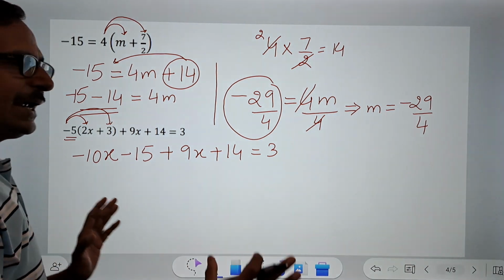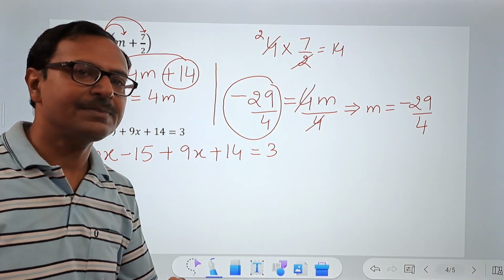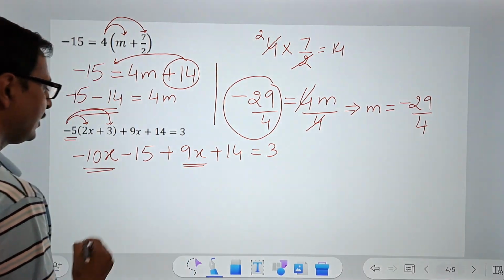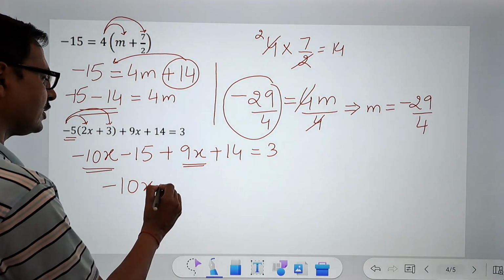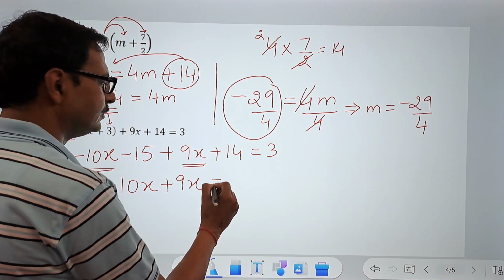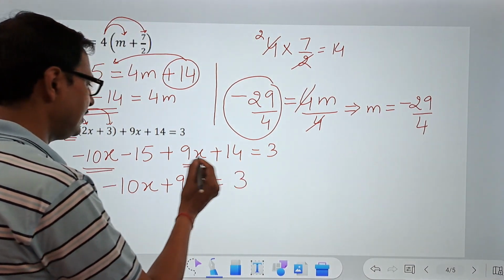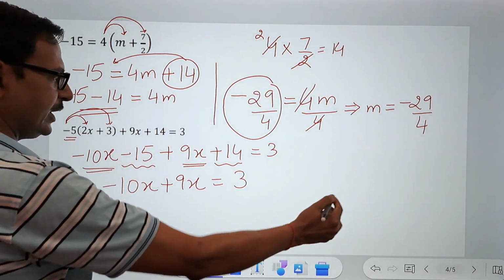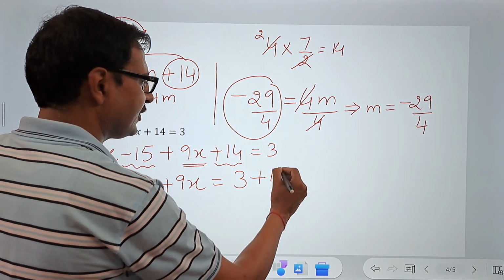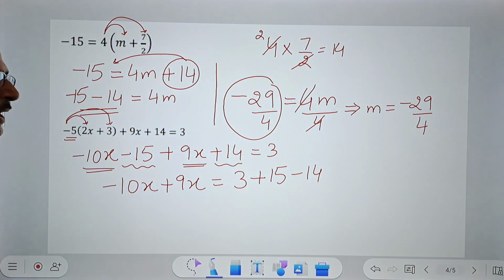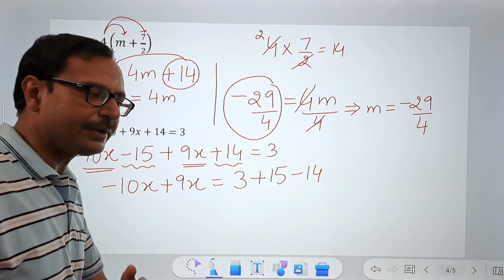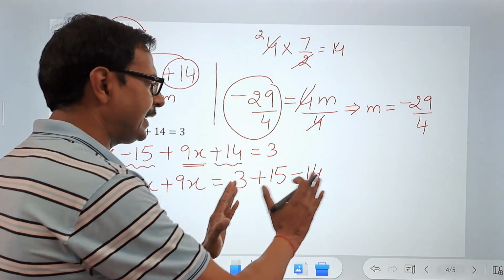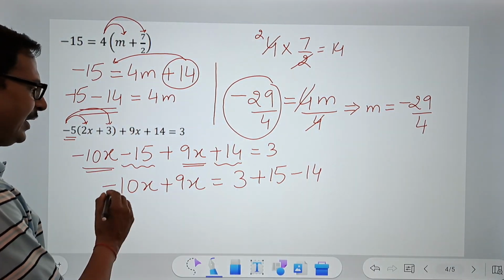Now let us see which are the like terms here. Once you know which are the like terms, I think this is going to work for you. Here we have a x and here we have a x. So I will retain these two terms on the left hand side, and there is a 3 on the right hand side. Minus 15 and plus 14, I can shift it to the other side by changing the sign. So plus 15 and minus 14. See, what did I do? This is what I call grouping the terms. I kept all the terms which contain x on the left hand side, all the terms not containing x on the right hand side. Very easy now.